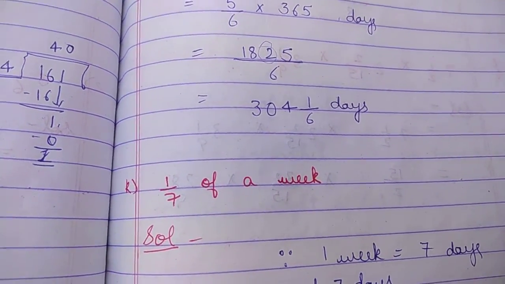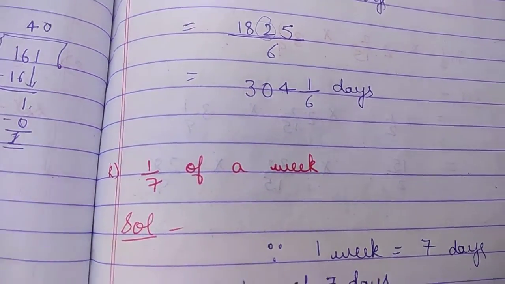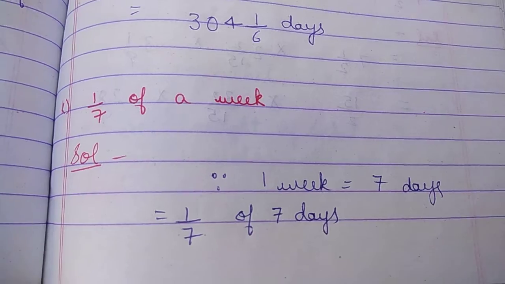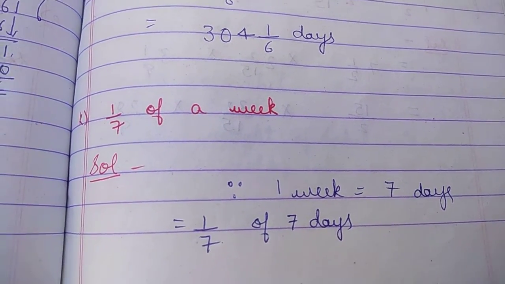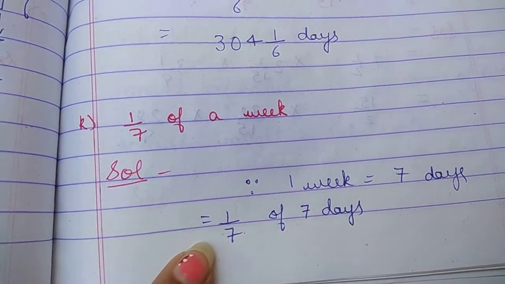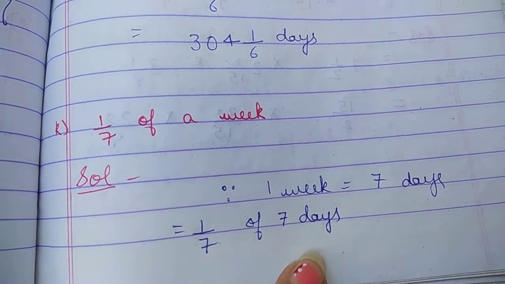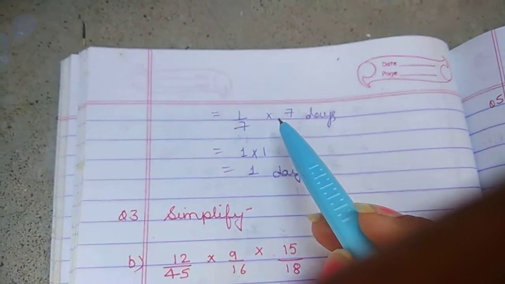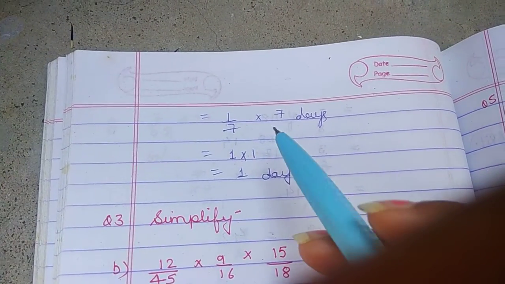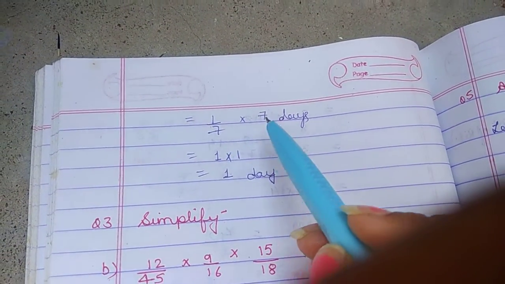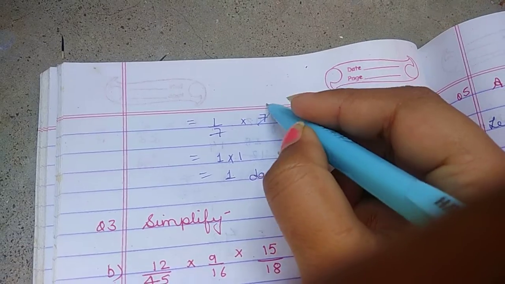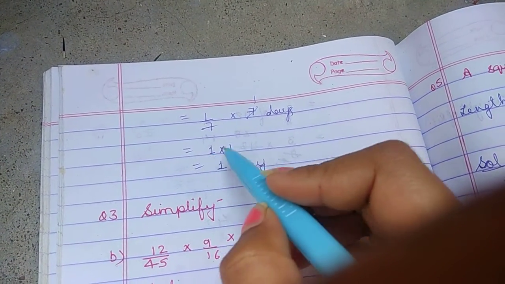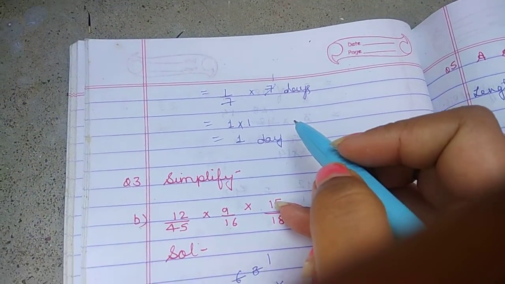Then next question is 1 upon 7 of a week. Now again, how many days are there in a week? 1 week is equal to 7 days. So in place of a week we can write 1 upon 7 of 7 days. So 1 upon 7, in place of "of" we write a multiplication sign. 7 days, 7 ones are 7, 7 ones are 7. So final answer is 1 into 1, that is 1 day.